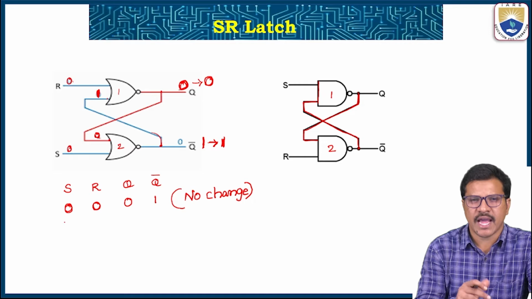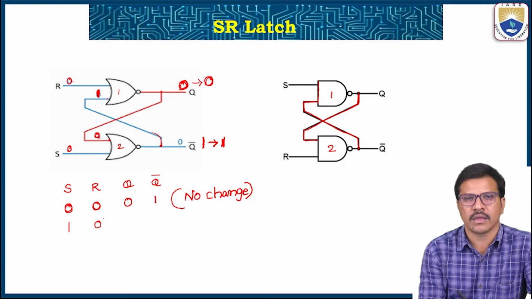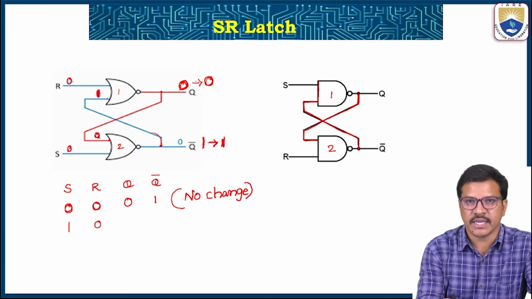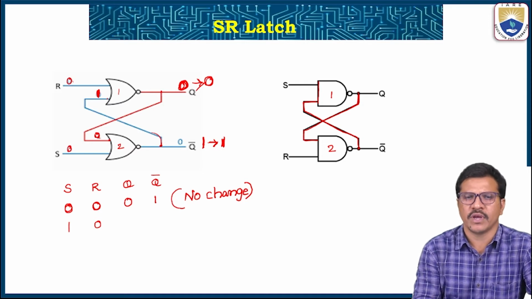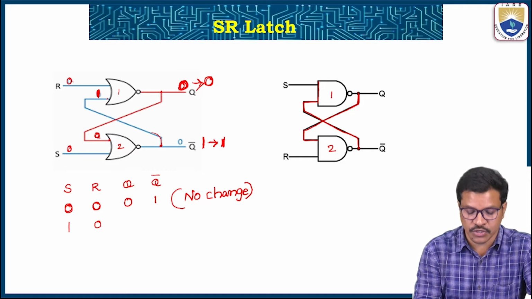Suppose I trigger the set input to logic 1 while keeping reset at 0. What happens in this case? Even if in the previous case you assume the initial value is 1, after applying 0, 0 you will get 1 in Q and 0 in Q bar. So in both cases, whether you assume 0 or 1, you will get the same output by giving S and R as zeros.